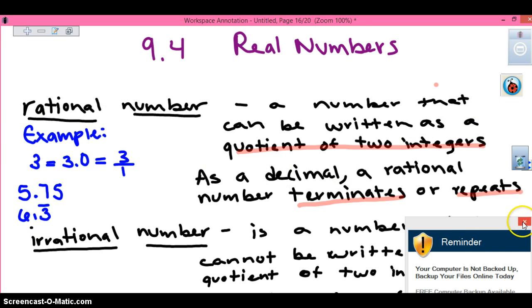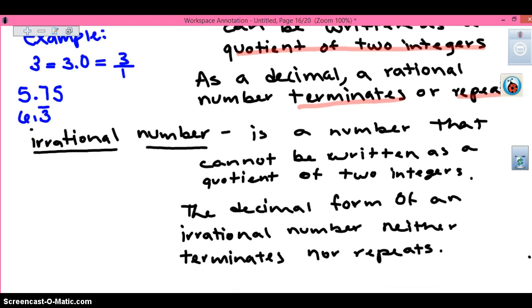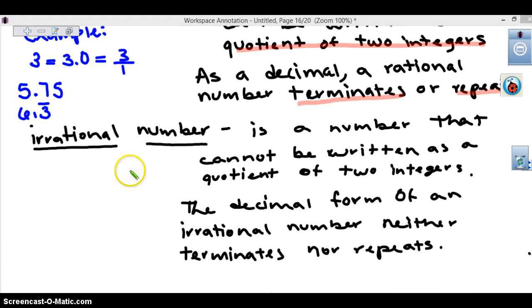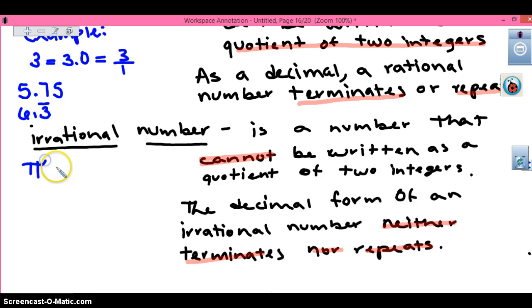Now an irrational number. An irrational number is a number that cannot be written as a quotient of two integers. In other words, it cannot be written in fraction form. The decimal form of an irrational number neither terminates nor repeats. That means it does not end and it does not repeat. For example, pi. Pi is an irrational number.